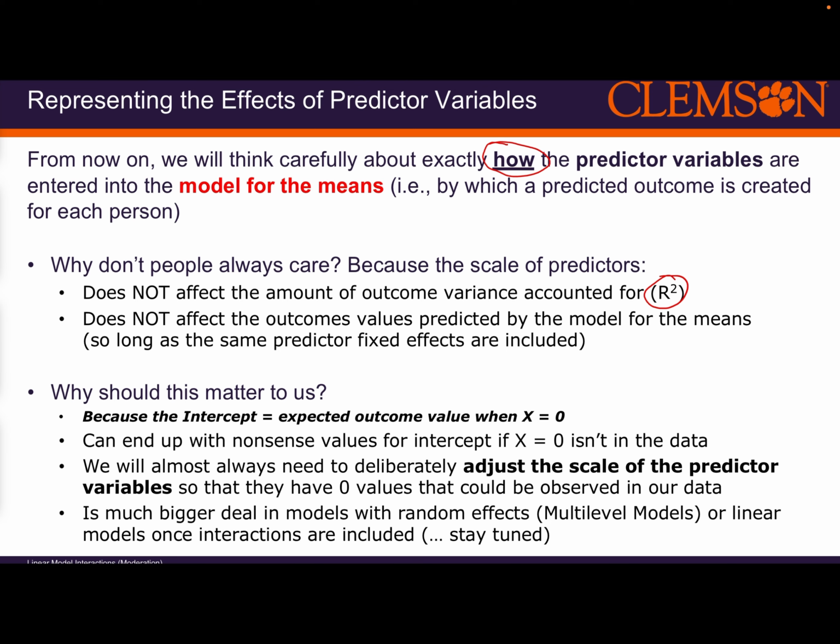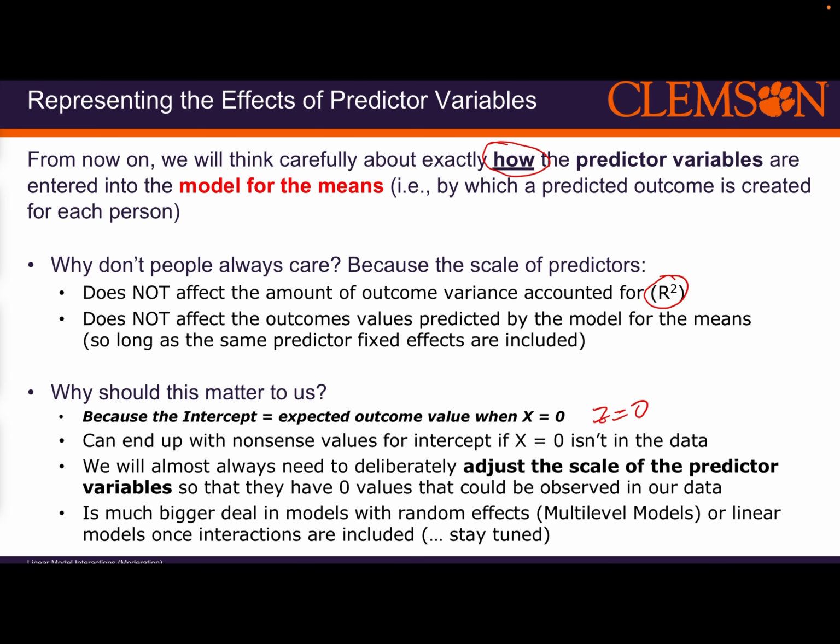And why this matters is because the intercept in this model represents the expected outcome when x equals 0, or when all predictors, in this case x equals 0 and z equals 0 in our model. Now, we can end up with nonsense values for the intercept if x equals 0 isn't in the data. So again, if you have height as a predictor in your model and you did not center height, which we'll talk about in the next slides, the intercept would represent a person with 0 height.